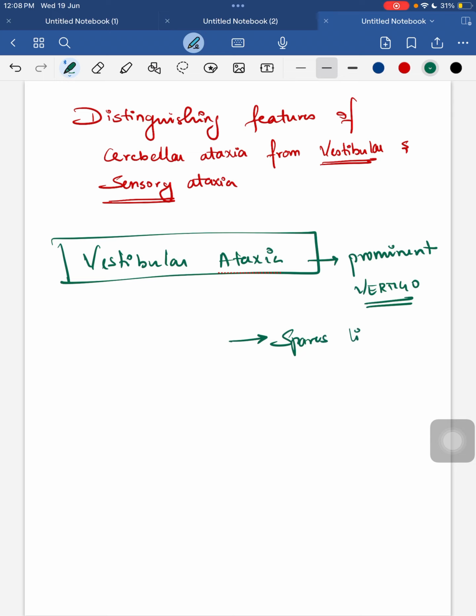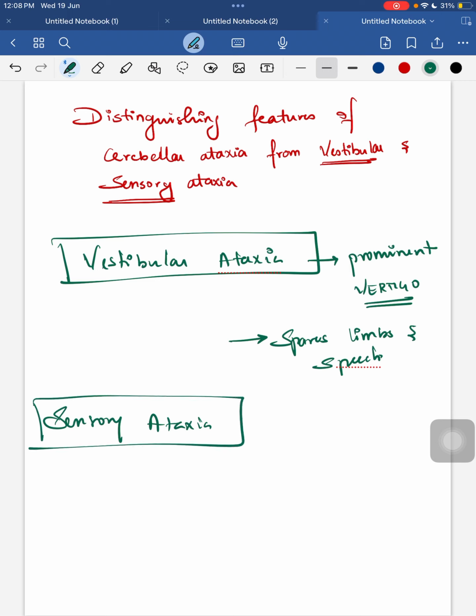Well, coming on to sensory ataxia, this sensory ataxia is worsened during darkness and when the vision is blocked, like in the Romberg test. So the child will have a positive Romberg sign.